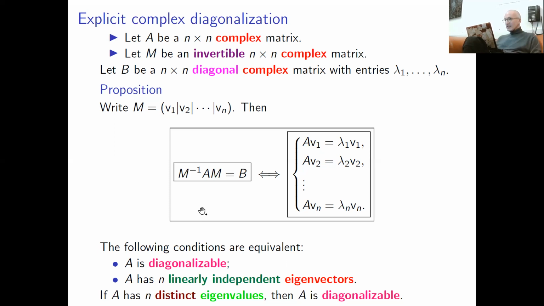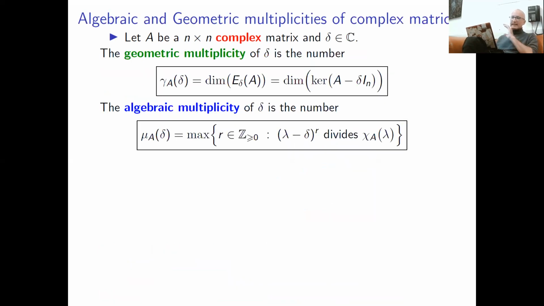Okay, now we can restate this condition in terms of geometric and algebraic multiplicities, but we first have to define them, which can be done absolutely in the same way as for real matrices. There is no difference. The only difference is that now entries can be complex. So by geometric multiplicity of a number, we denote the dimension of the kernel of this matrix. And algebraic multiplicity of a number, this is the largest power of lambda minus delta that divides the characteristic polynomial.